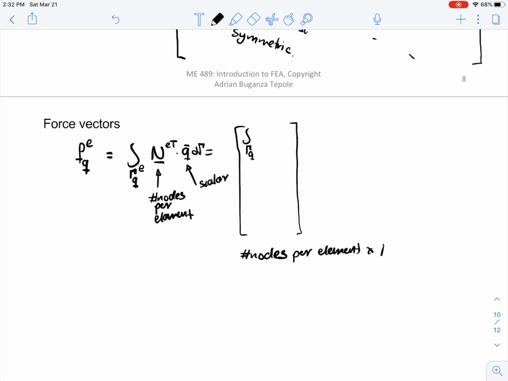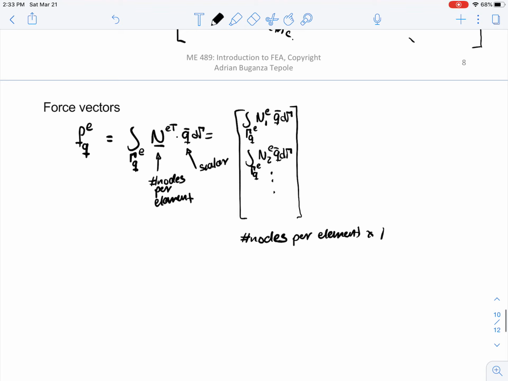So the first integral will be the integral of n1 times q bar over the boundary, the integral of n2 q bar over the boundary, and so on. And these integrals are over the boundary, so we'll talk a little bit more about those later. But let me jump to the other force vectors.